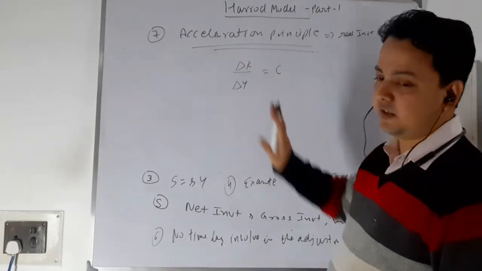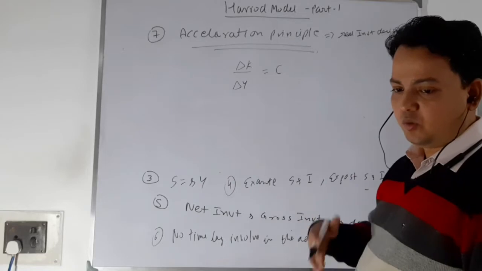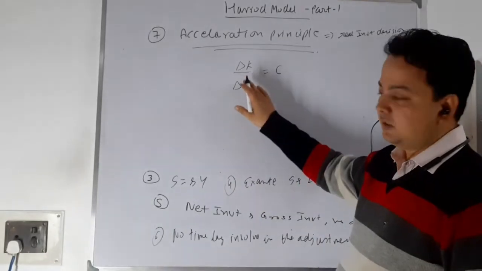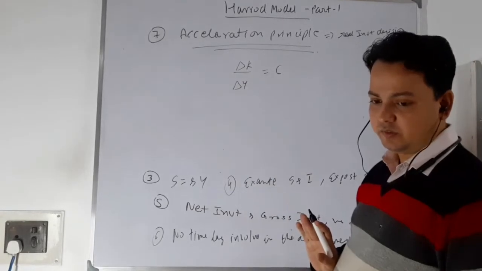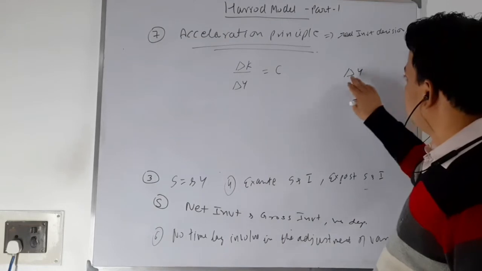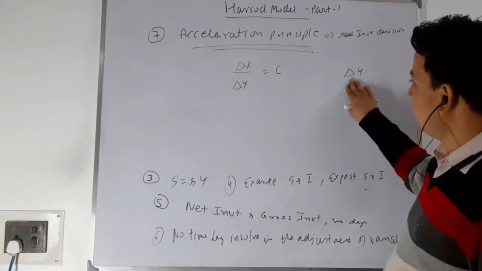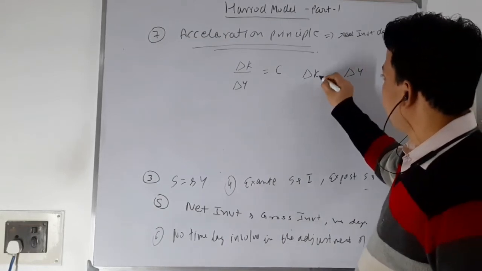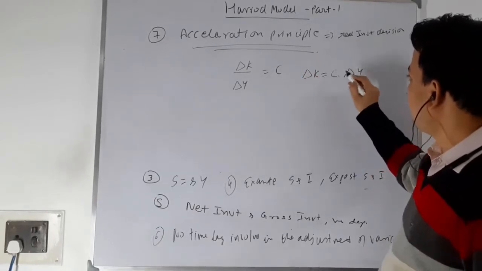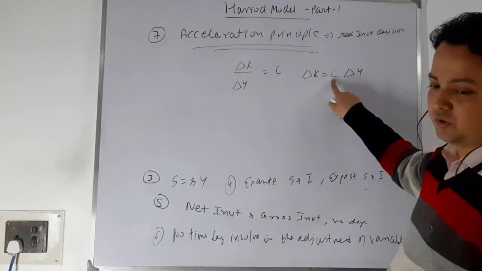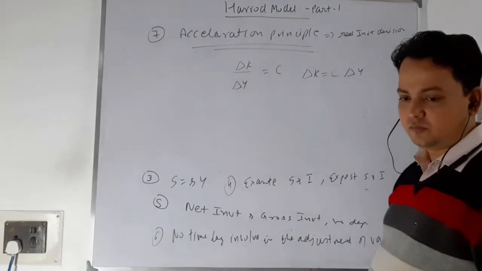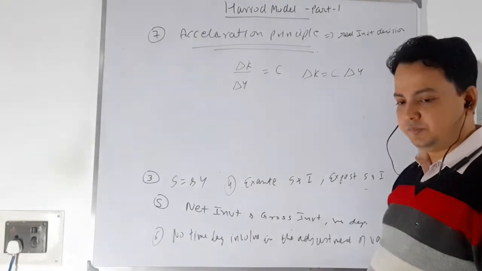This is what we mean by the accelerator principle. When the economy is growing, when there is an increase in demand for output, demand for capital stock will also increase by some proportion of output. When demand for national output increases, demand for capital stock also increases, or investment will increase, by some proportion of your output. And that proportion is small. You can write capital C here for the time. This is clear.